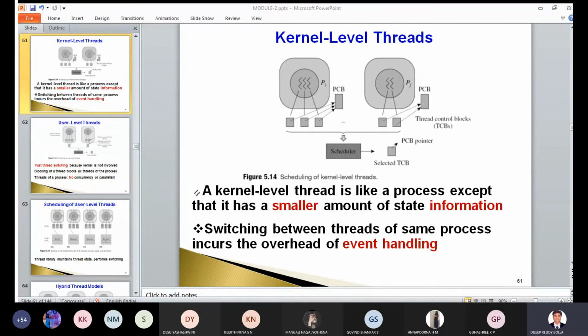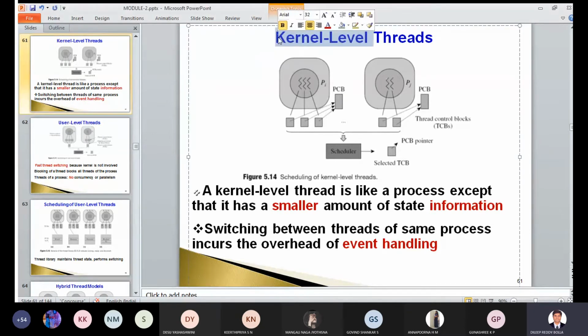So what kind is this? This is kernel level. As we are doing it at kernel level only, when you are switching from one thread to another thread, the kernel will have some overhead. So that is the disadvantage. Because of the overhead, the selected thread, whether it belongs to the same process or not, we are able to identify. So this is one of the drawbacks of the overhead.